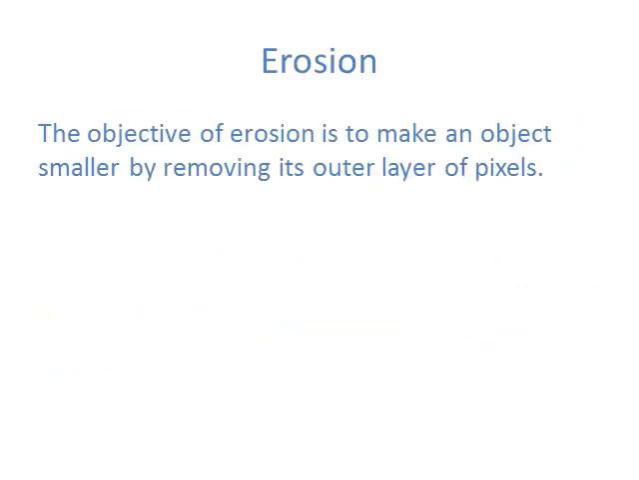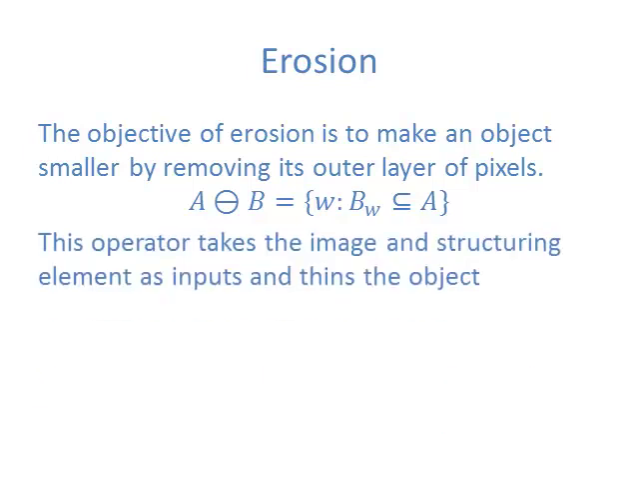Erosion. The objective of erosion is to make an object smaller by removing its outer layer of pixels. This is shown by the following formula. This operator takes the image and structuring element as inputs and thins the object.